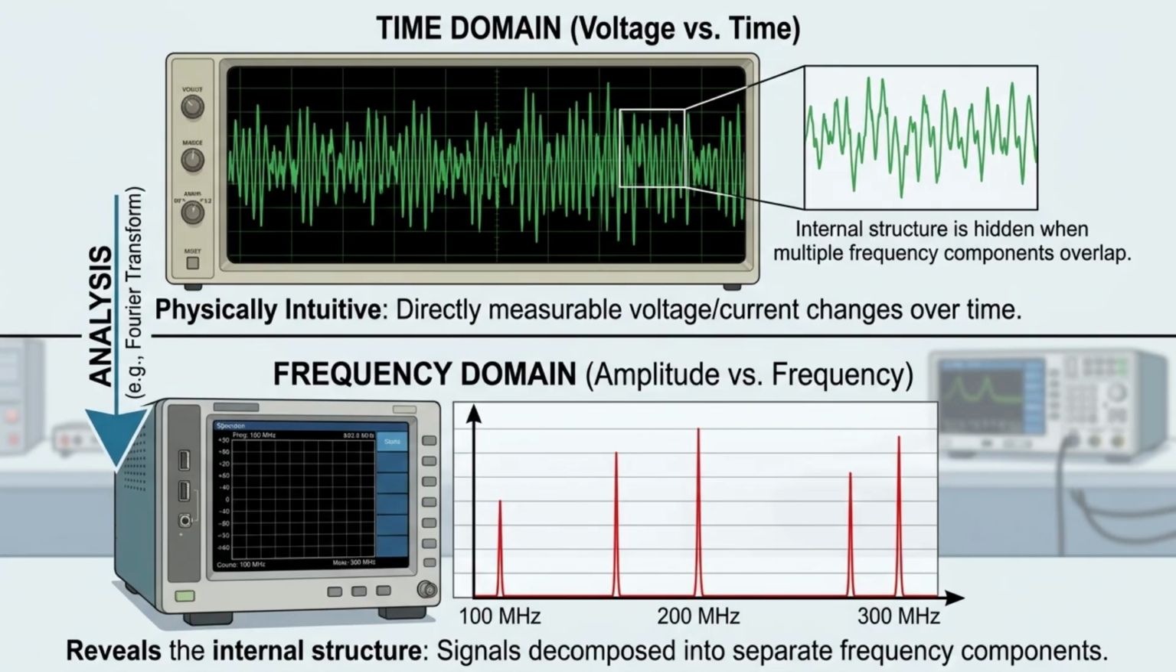Signal representation in RF engineering begins in the time domain, where signals are expressed as functions of time showing how voltage or current changes continuously. This representation is physically intuitive because it directly corresponds to measurable quantities in real circuits and antennas. However, it often hides the internal structure of signals when multiple frequency components overlap.